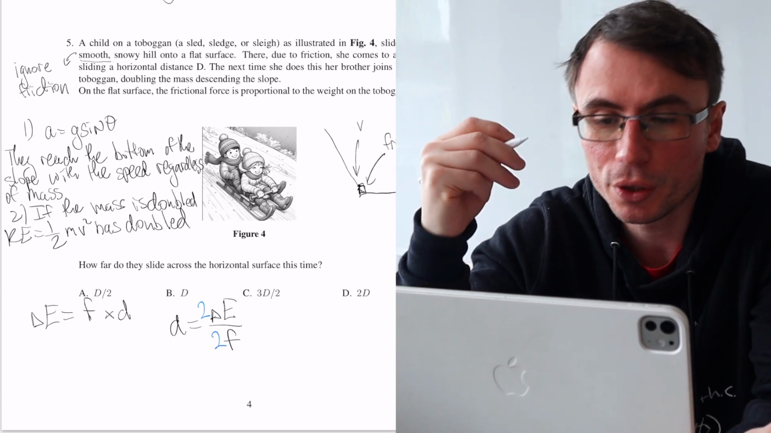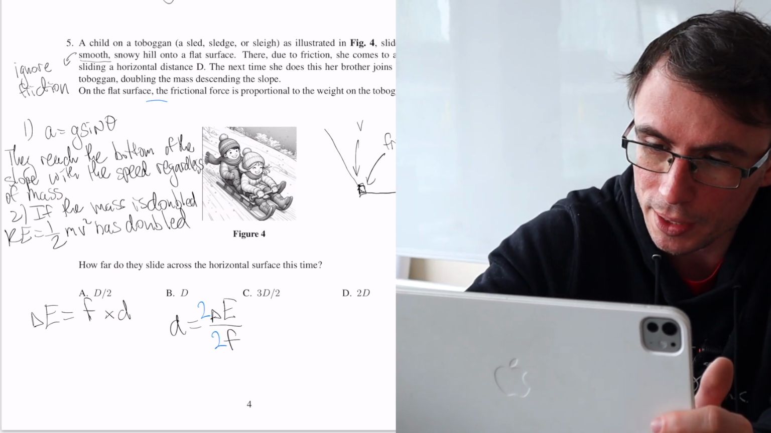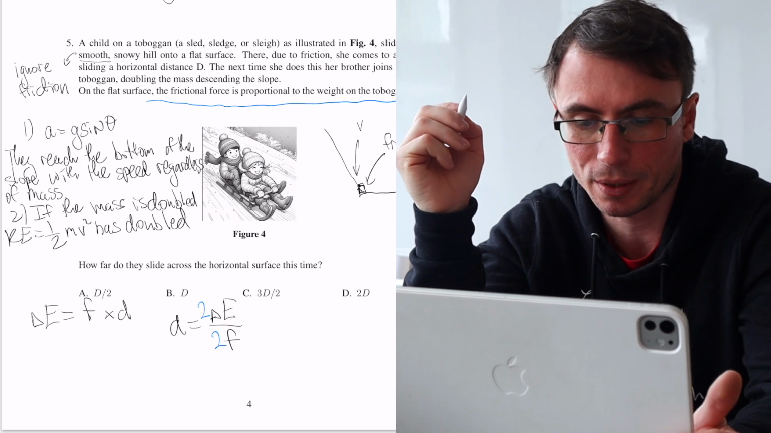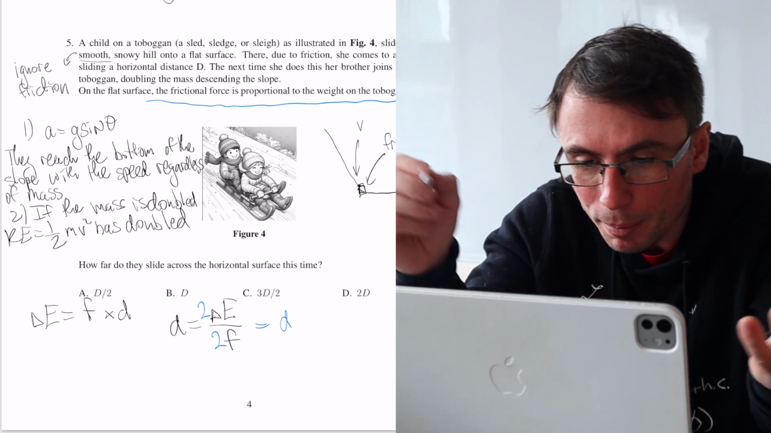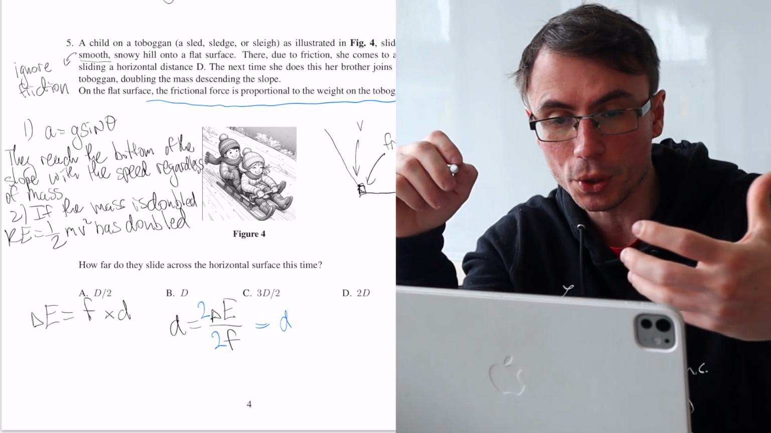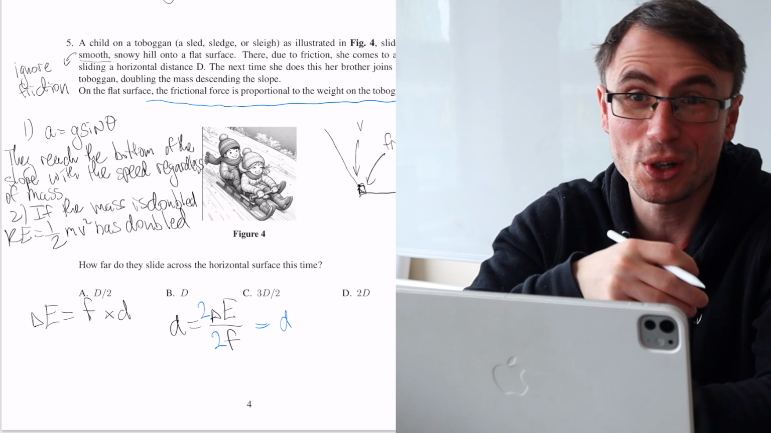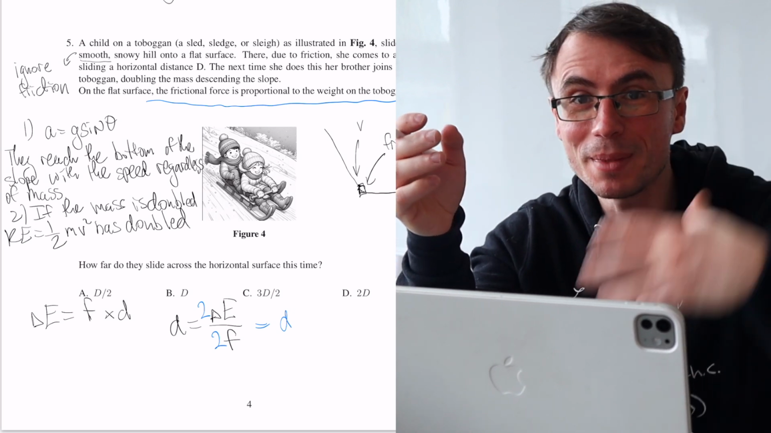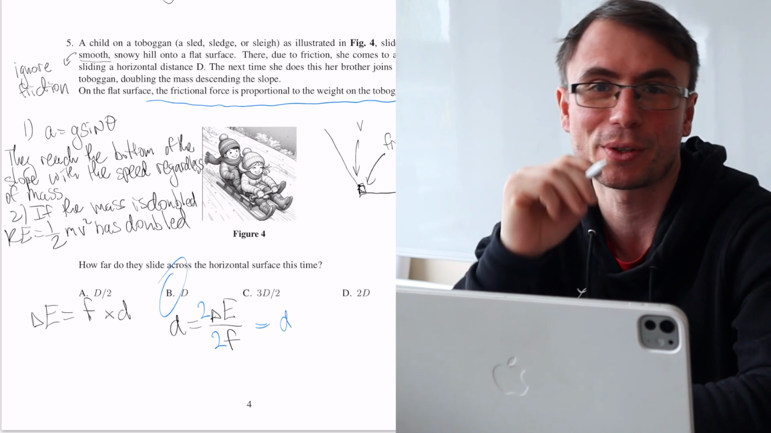Why has the friction doubled? Well, on the flat surface, the friction is proportional to the weight. That leaves the distance completely unchanged. So if originally the distance was d, then if you double the mass, you have double the kinetic energy, but also double the friction, meaning that those two factors will cancel out. Correct answer has got to be B.